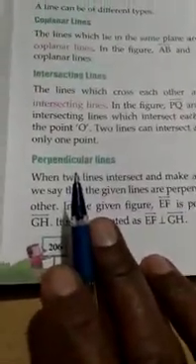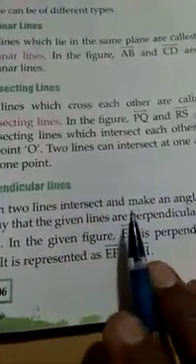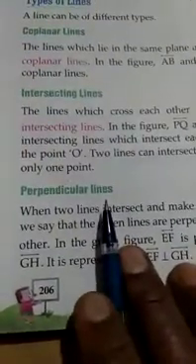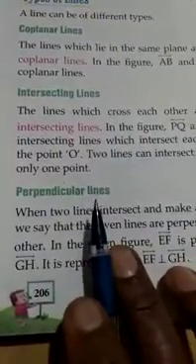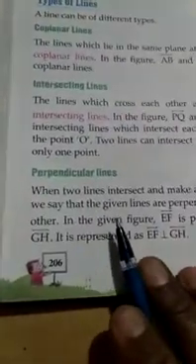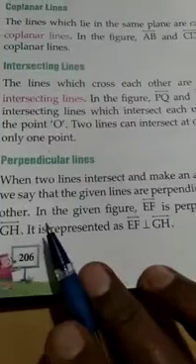Now, perpendicular lines. What are perpendicular lines? When two lines intersect and make an angle of 90 degrees, we say that the given lines are perpendicular to each other.